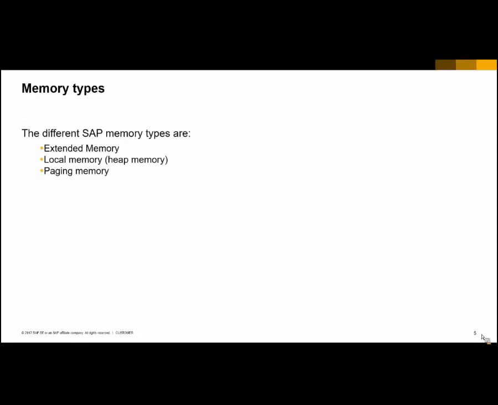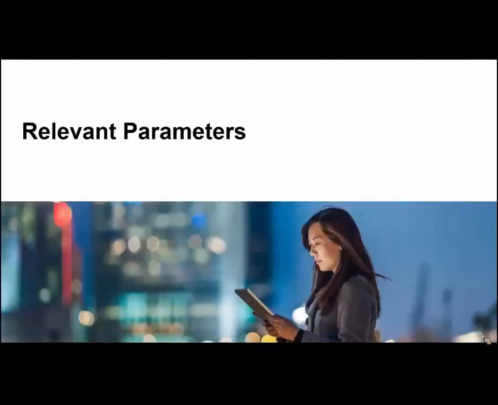There are three memory types available at SAP level: extended memory, local memory, also called heap memory, and paging memory. We will describe each area and the corresponding parameters that are used to control them in the following sections. Now we will see the relevant parameters that should be known for each of these areas.